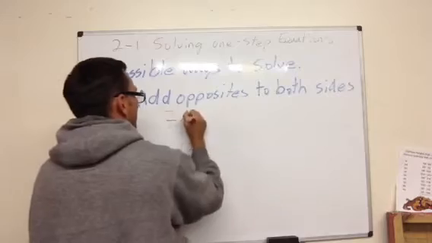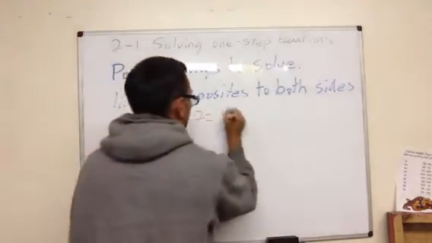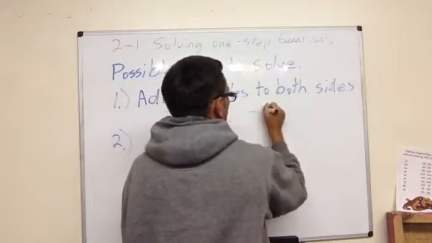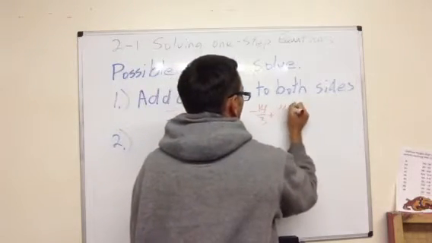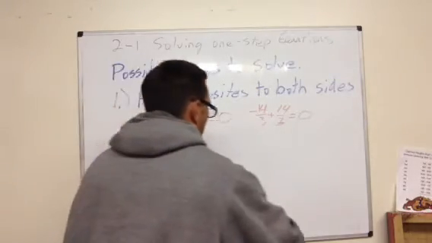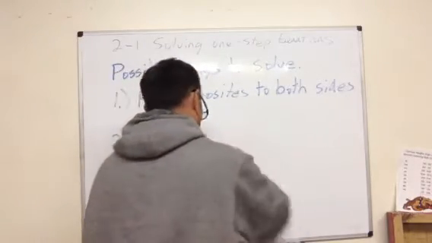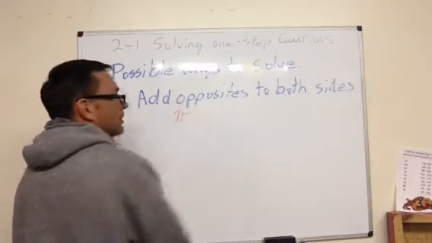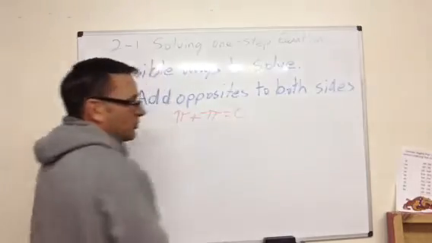Opposite of 7 is negative 7. What's 7 plus negative 7? 0. What's the opposite of negative 14 thirds? Positive 14 thirds. We add them up, we get 0. If we were to think about pi, very useful number that you'll eventually become very familiar with. The opposite of pi is negative pi.